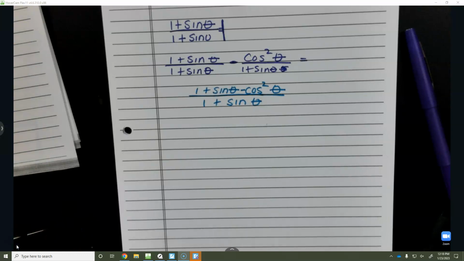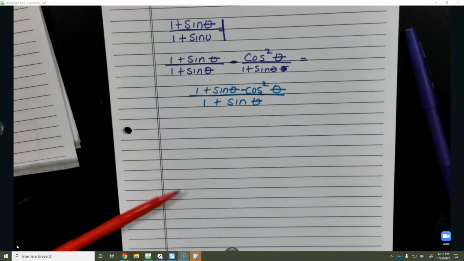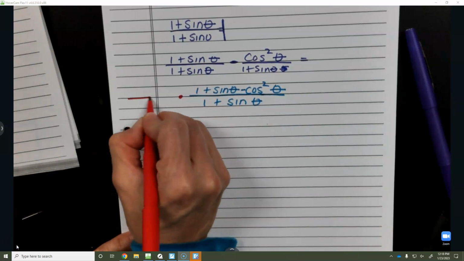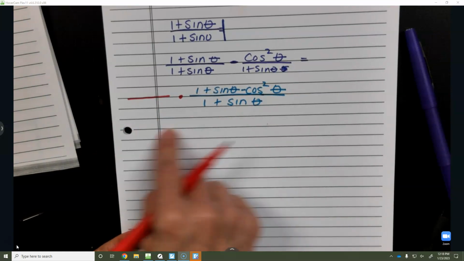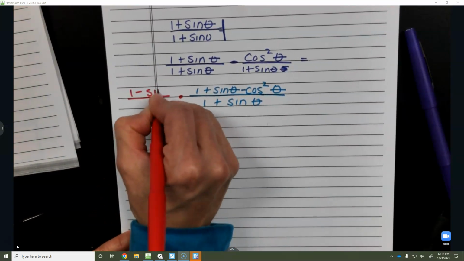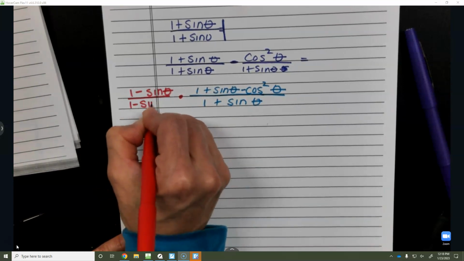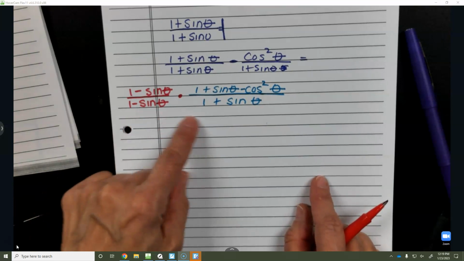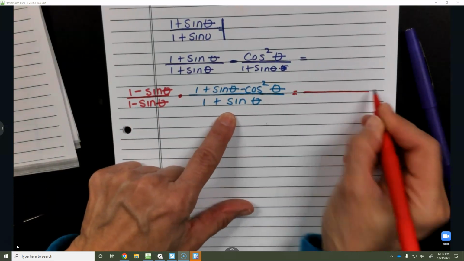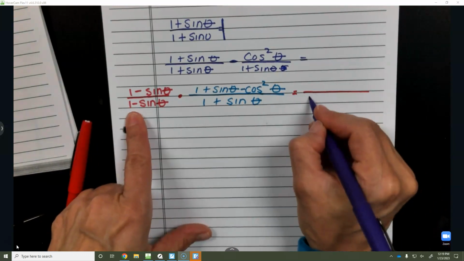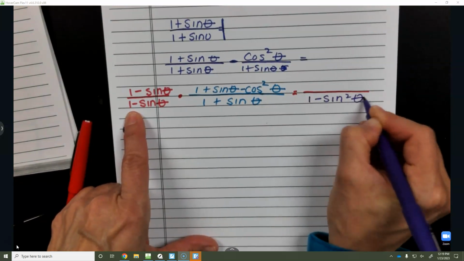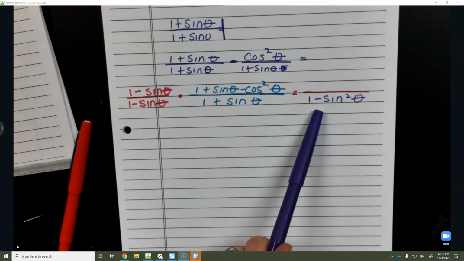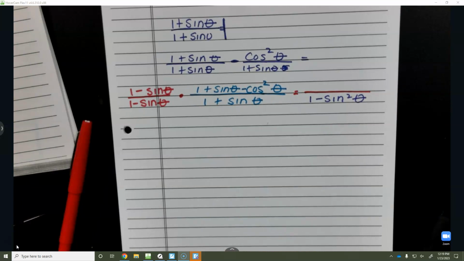So when we're totally stuck, we multiply by the conjugate. So I'm going to multiply the top and the bottom by the conjugate of the denominator. So we're going to multiply the top and bottom by 1 minus sine theta over 1 minus sine theta. The good news about this is the bottom is easy. 1 minus sine theta times 1 plus sine theta is going to be a difference of two squares. That's just going to be 1 minus sine squared theta. Oh, and what does that equal? Yeah, that's cosine squared, but we'll worry about that later.